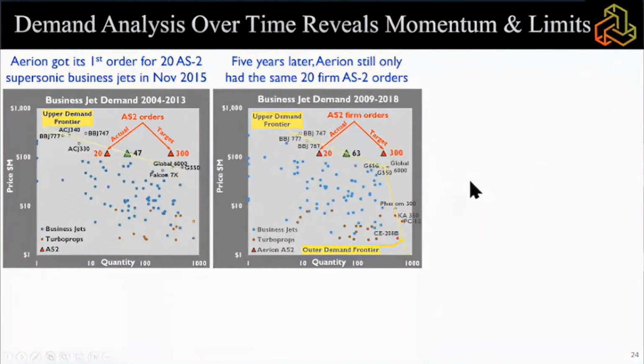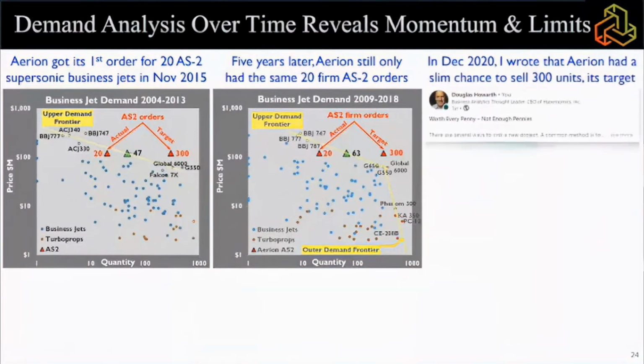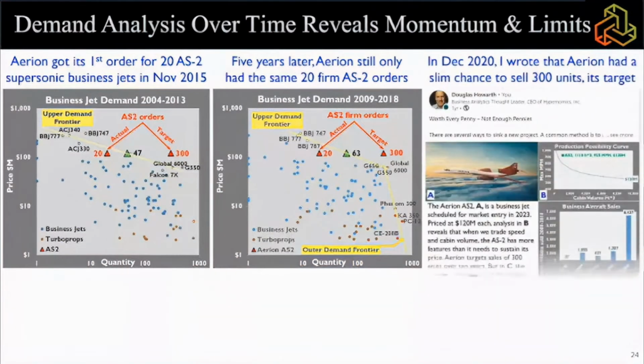It wasn't less than 1 in a trillion for the B, as it was for the B-21. But I did discover it was about a 1 in 40 chance. So I wrote in December of 2020 that the Ariane kids had a very slim chance to sell the 300 units that they wanted to in 10 years.